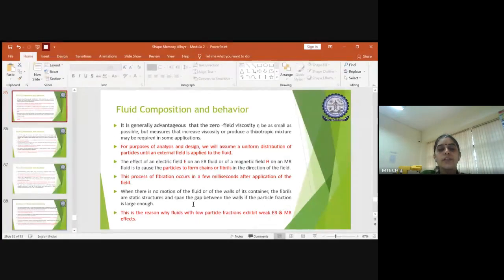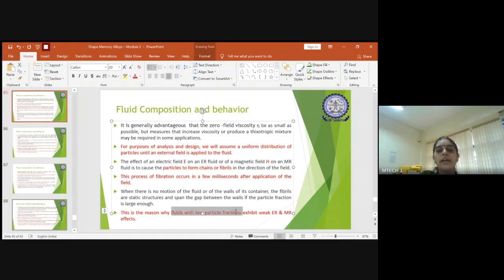Yes. So this is related to the gap between the walls and the particle fraction. All these come again under the composition and the behavior. We are just understanding the composition of the particles within the fluid and how it behaves when it is subjected to a field and when it is not subjected to any field. Okay, so this is basically the reason why fluids with low particle fraction exhibit weak ER and MR effects.